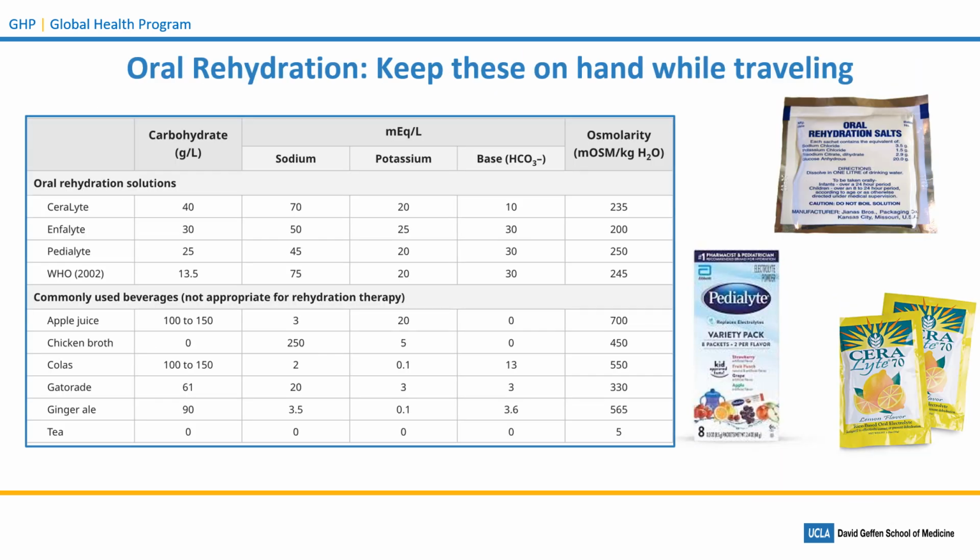This table basically shows various different oral rehydration solutions and the different amounts of electrolytes that are contained in each of them. So you can see there they've included Ceralyte, Enfalyte, Pedialyte. So what I would recommend is that you just choose one, whether it's Ceralyte or Pedialyte, and just have a bunch of those on hand in case you need them.